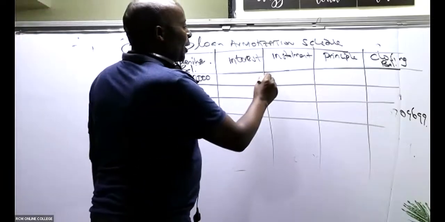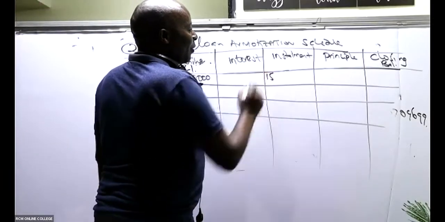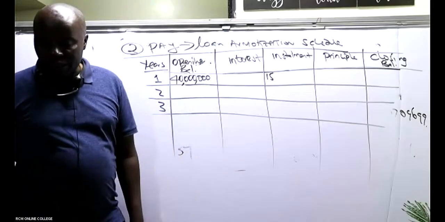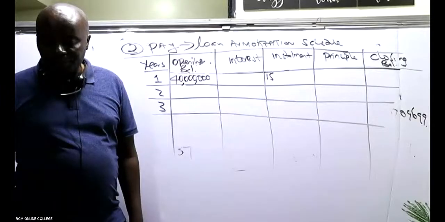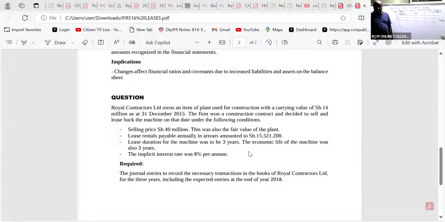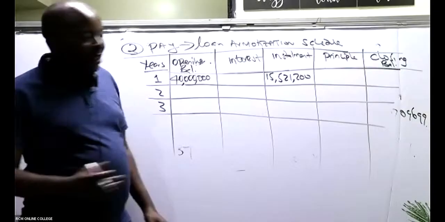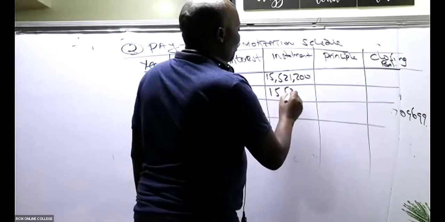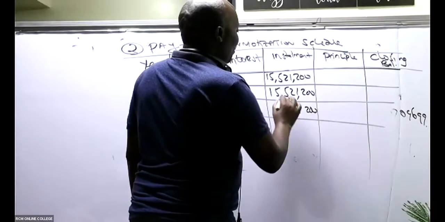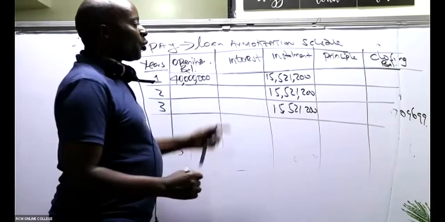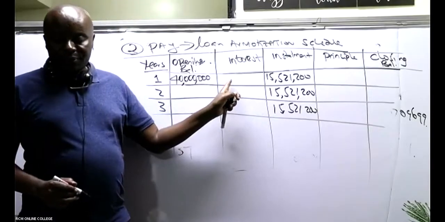We know the installment per year. Let's pay it. So we know it's 15,521,200. And then remember, we are paying this on an equal basis. Let's pay it, 15,521,200. Remember, it can't be that easy. There will be issues like interest. Interest will be there.